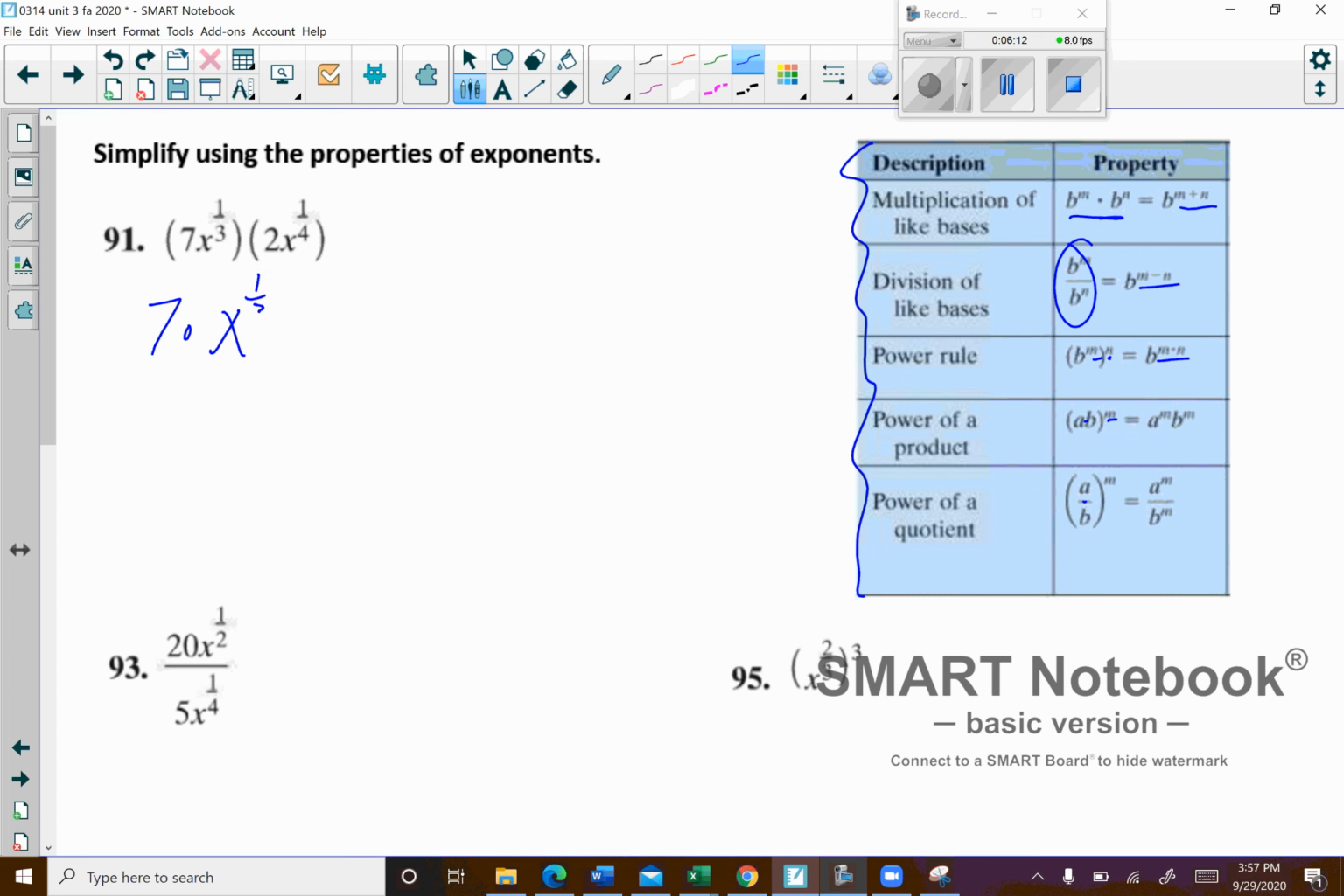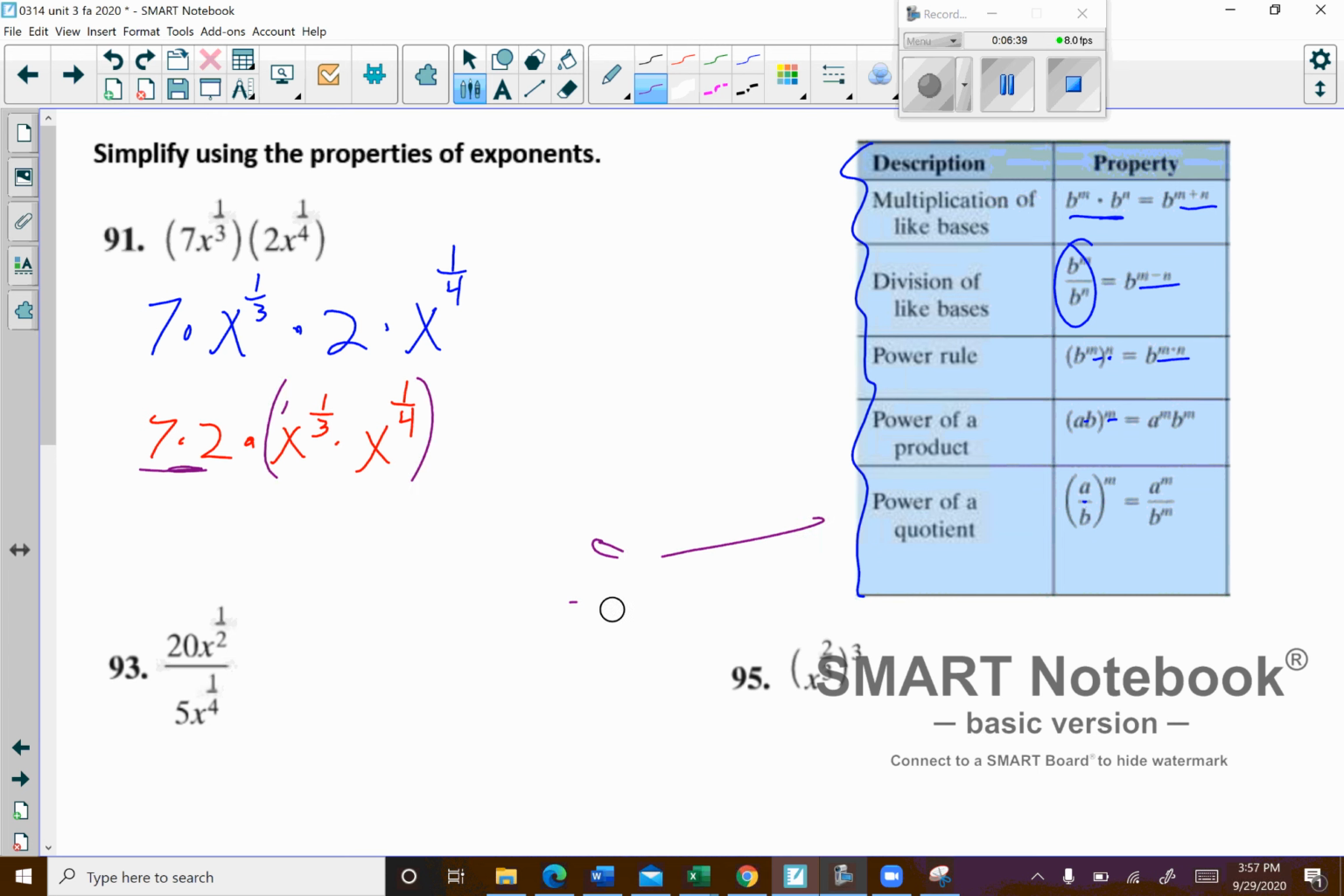So what I want you to realize here is that the 7 and the x to the 1/3 are not attached to each other, and the 2 times x to the 1/4, everything's just kind of on its own, and we can use the commutative property and move some things around. So I can put the 7 times 2 next to each other, and then I have the x to the 1/3, and I have the x to the 1/4 right here. I'll multiply the 7 times 2, and when I multiply the like bases, I need to add those exponents, okay?